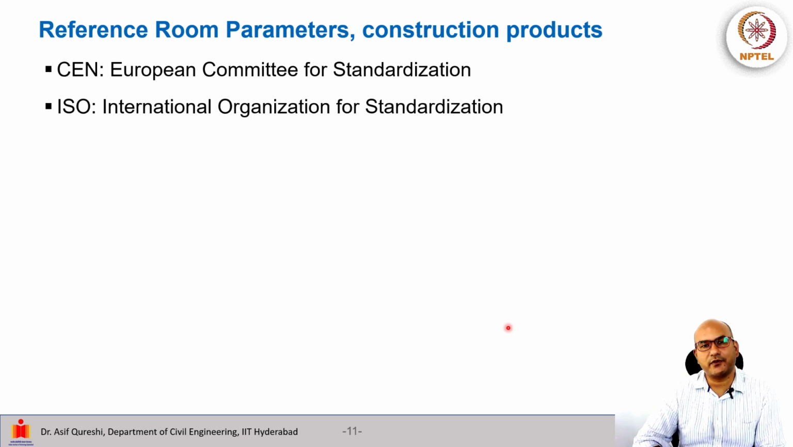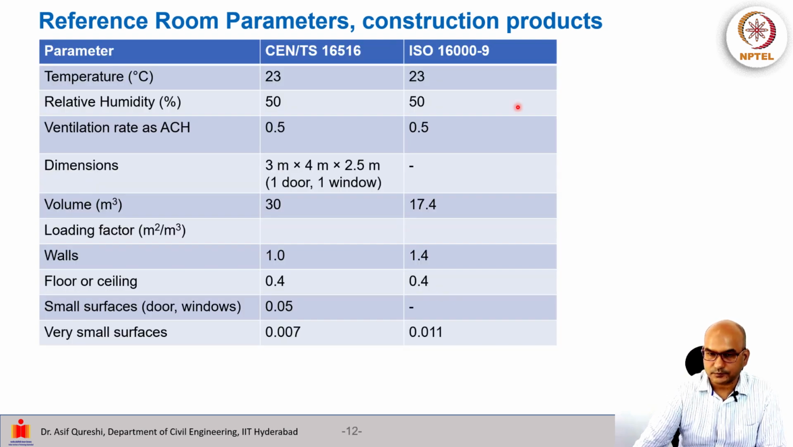Now when we have reference room parameters with respect to construction products, there are two standardization committees who have given some values. One is the European Committee for Standardization, CEN. The other is the International Organization for Standardization, ISO. And this is how they give different parameters. So here we have the CEN and here we have the ISO. Temperature is typically 23 and it's common to both, and it can be considered to reflect a typical room in several environments. But this can of course be changed depending on the specific situation.